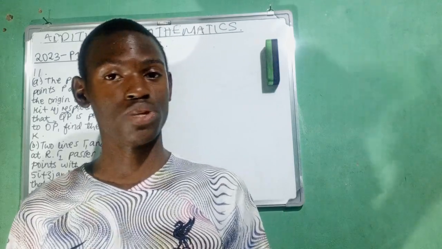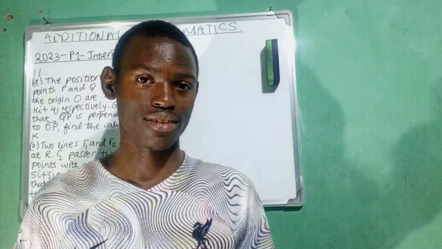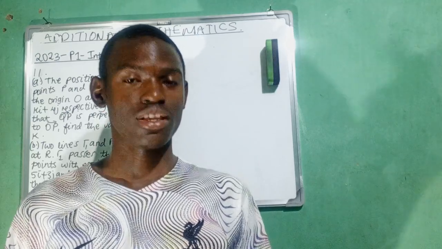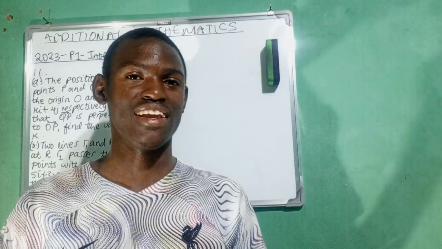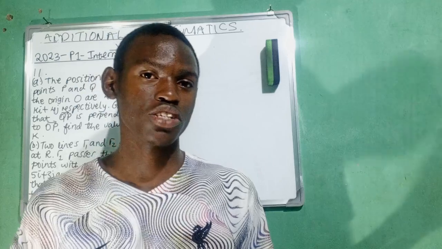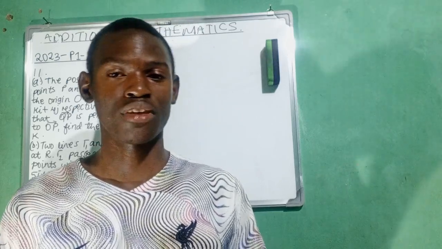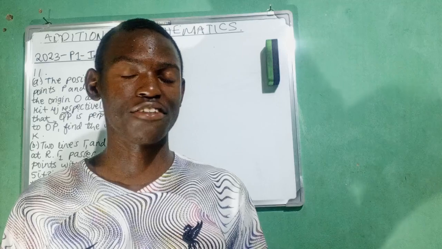Now in this video we're doing the 2023 Paper 1 Internal ECZ Additional Mathematics Vectors question. In 2023 it was question number 11. So it changed from question number 10 to question number 11. Let's get on with the question and follow.